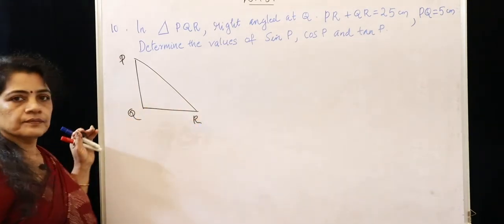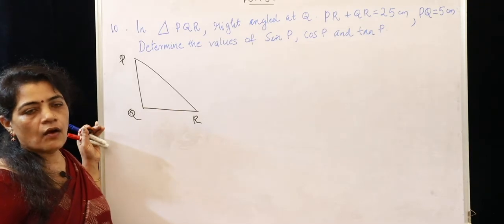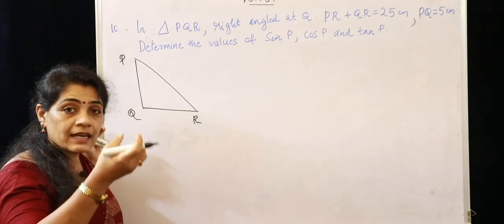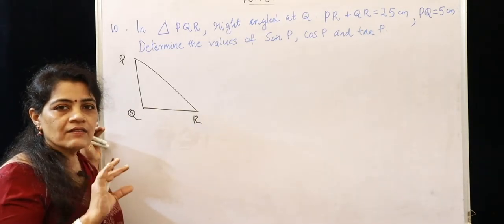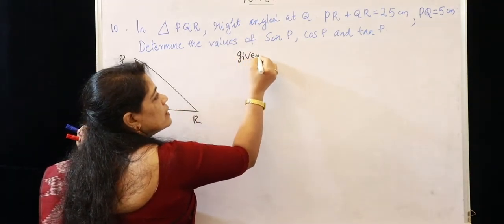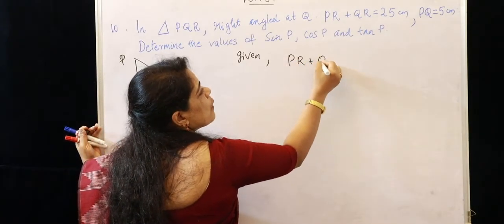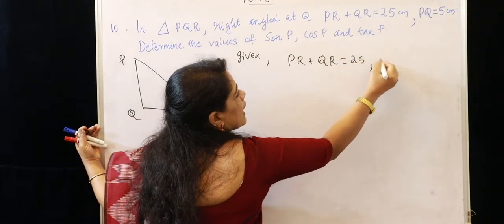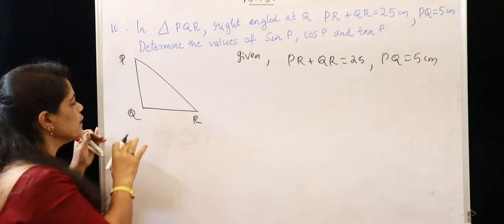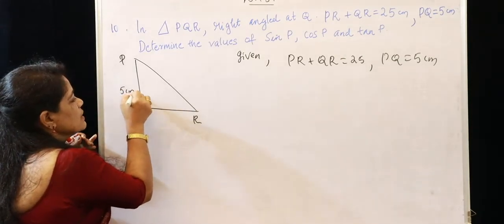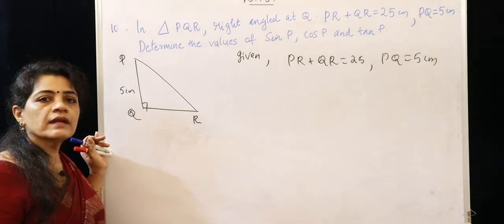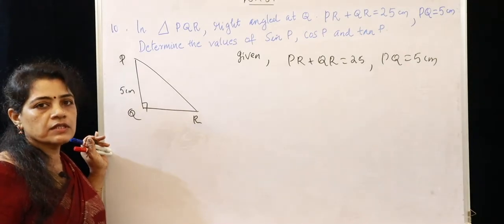In this right triangle, see here, it is different from the previous question. There we were given one ratio directly, but here it is given as a sum of two sides. PR plus QR is equal to 25, and PQ is a single side, that is 5 centimeter. So we can directly mark PQ as 5 centimeter. This is 90 degree, angle Q is a right angle. So how can this be done? This is a very, very important question.